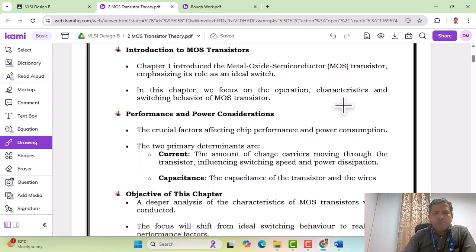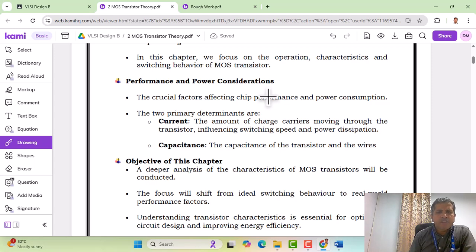In chapter 1, we have seen the metal oxide semiconductor transistor in its role as an ideal switch. That was our emphasis in chapter 1. In this particular chapter, we are going to focus on the operation of the MOSFET, followed by the characteristics and switch behavior of MOS transistors. Now let us see what factors affect the performance of a MOS transistor.